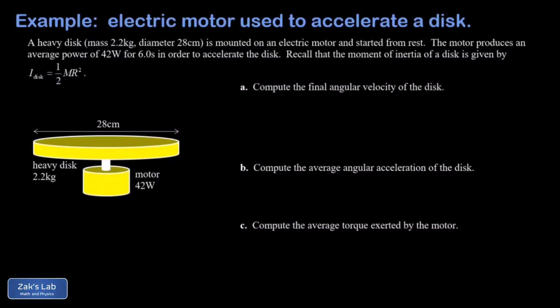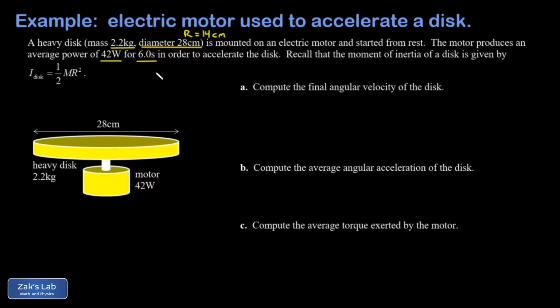In this problem, we're given a heavy disk. We have a mass of 2.2 kilograms on this, and we're told the diameter is 28 centimeters, which means, of course, that the radius is 14 centimeters. And this thing is mounted on an electric motor. We're told the motor produces an average power of 42 watts for a time of 6 seconds.